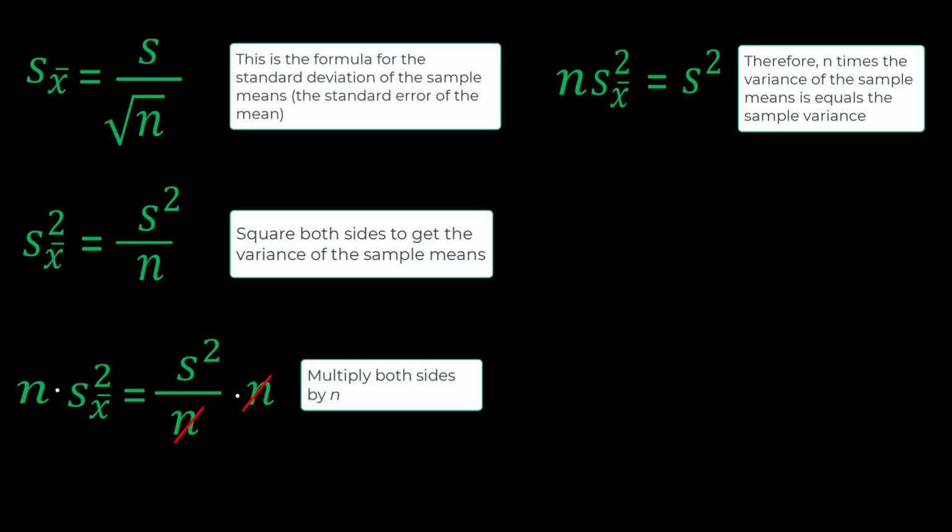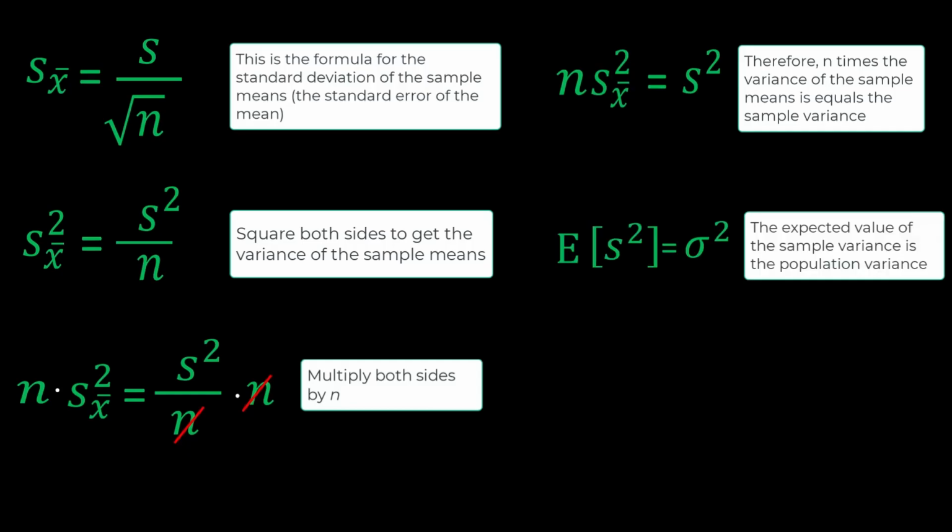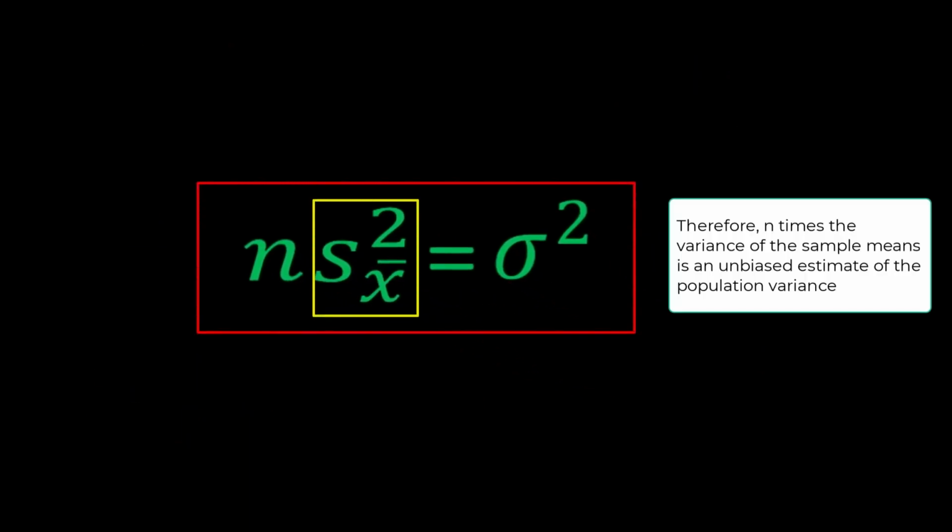Now let's take this a step further. You learned in our video on random sampling that the sample variance of a random sample is an unbiased estimate of the variance of the population from which the sample was drawn. Therefore, we can substitute the population variance, sigma squared, for our sample variance, s squared, in the equation. This gives us a new equation. n times s squared sub x bar is equal to sigma squared. This tells us that the variance of the sample means, multiplied by the sample size, provides an unbiased estimate of the population variance, sigma squared.